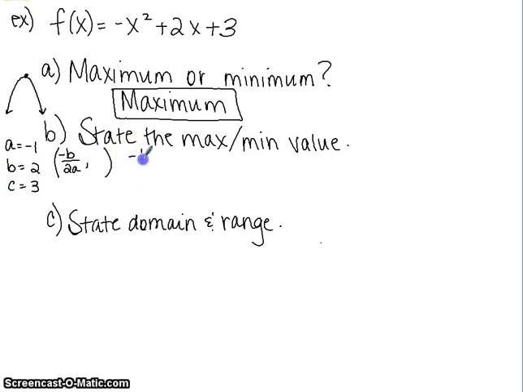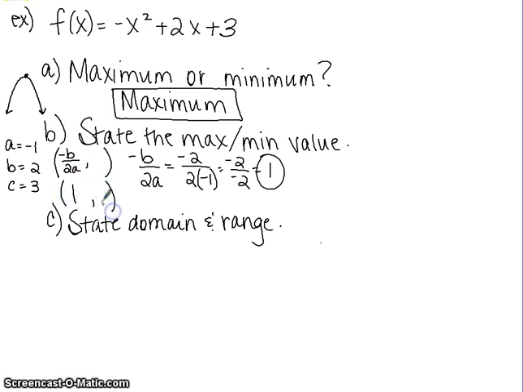Okay, so if we plug this in for negative b over 2a, we have negative 2 over 2 times negative 1. So that's like negative 2 over negative 2, or 1. But that's not it. That's the x coordinate of the vertex. We want the y coordinate. So we have the x, we have to figure out the y. Let's take this and plug it in here. Remember f of x is the same as y. So we're going to plug in a 1.